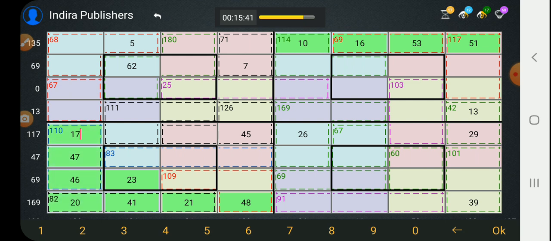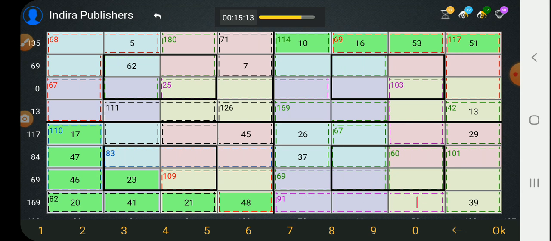Then what else? Can you find out this one? These two 67, this is 26. 67 plus 26, 93, so 37. So then what else? What is this? We can find out this one.